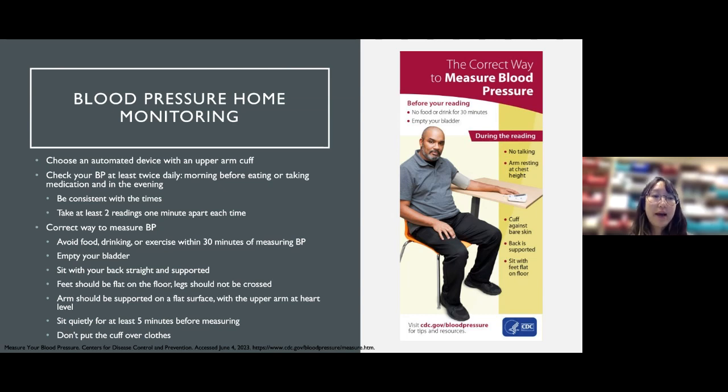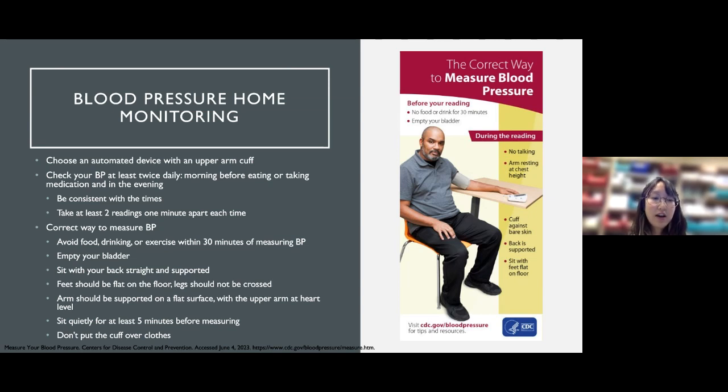You want to make sure you empty your bladder before measuring your blood pressure. You want to sit with your back straight and supported. Your feet should be flat on the floor and your legs should not be crossed. You want your arm to be supported on a flat surface with the upper arm at your heart level. And you want to sit quietly for at least 5 minutes before measuring your blood pressure.